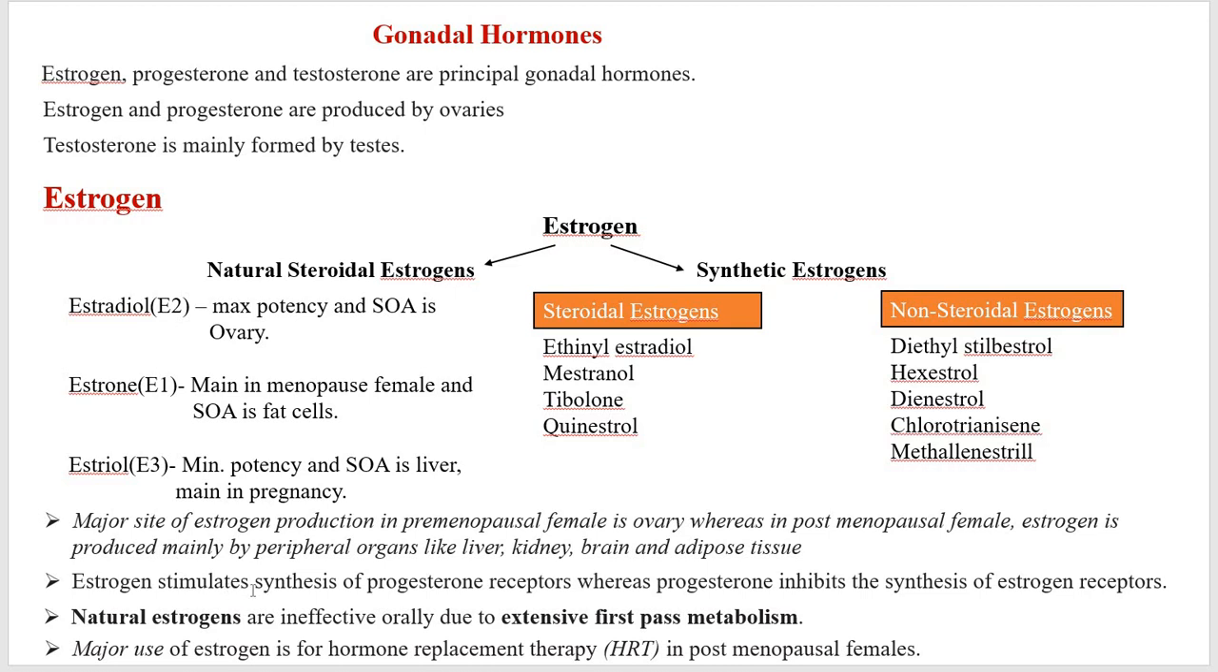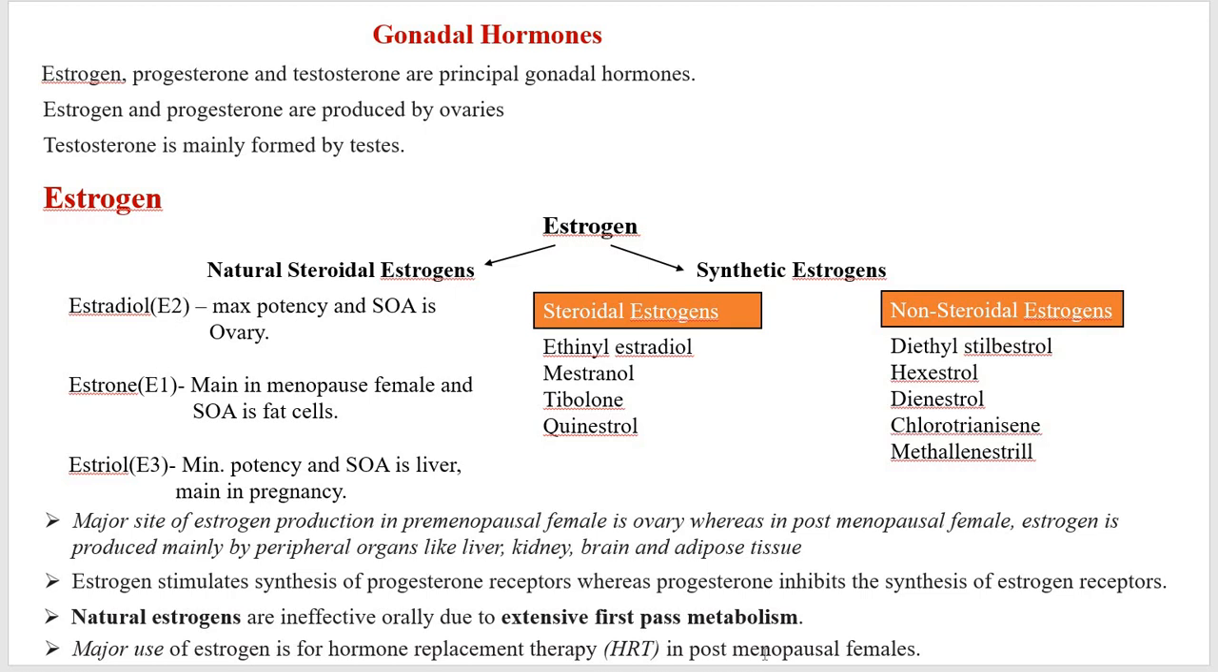Estrogen stimulates the synthesis of progesterone receptor, whereas progesterone inhibits the synthesis of estrogen receptor. Okay, means estrogen stimulates the synthesis of progesterone receptors, but progesterone inhibits the synthesis of estrogen receptor, like counterwise. In case of insulin, we saw that glucagon increases the synthesis of insulin, but insulin inhibits the synthesis of glucagon, like that. The major use of estrogen is for hormone replacement therapy in postmenopausal females.